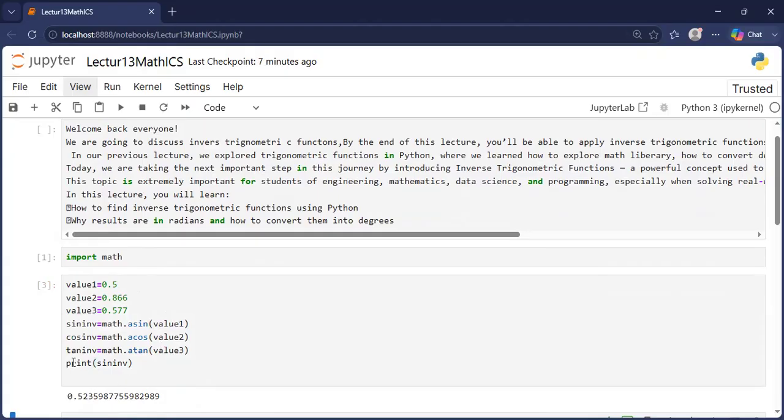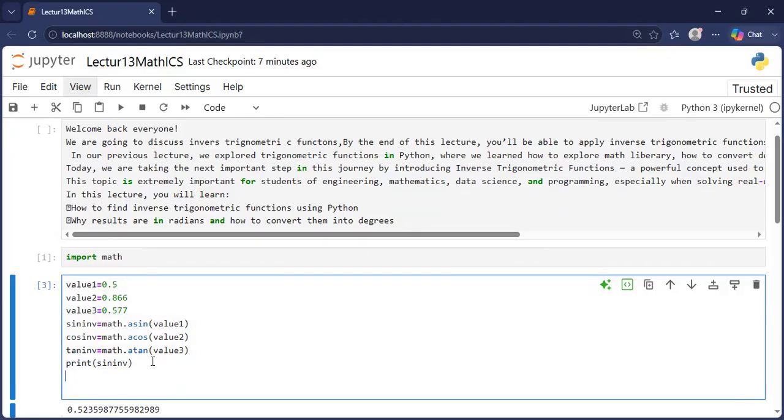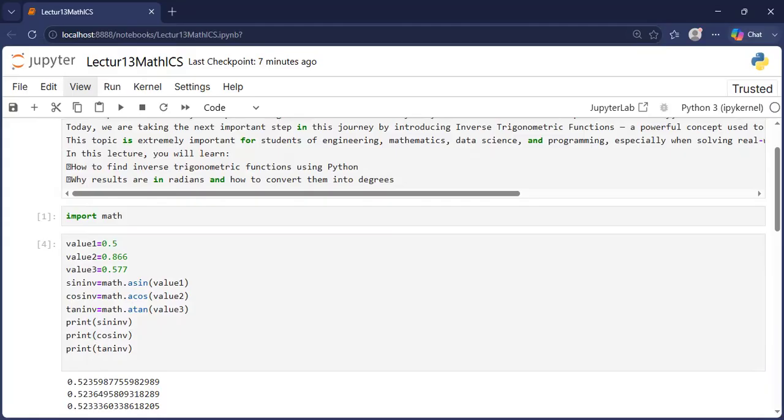So can anyone tell me why we get 0.52? I give you some time, you just think why you get this one. Meanwhile, I keep coding. This is for cos, and this one is for tangent. Let me run this code again. You see, all of them are giving me 0.52, 0.52, and 0.52. Hopefully you understand, because the math library uses radians. So this inverse is basically in radians. So 0.52 is basically in radians.